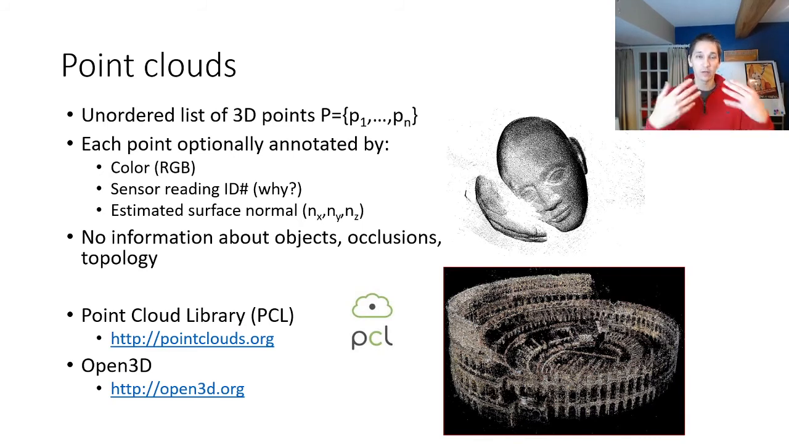Now with this, we get what's known as a point cloud. A point cloud is basically a list of points in 3D space. Each point can have color, some sort of sensor reading ID, and surface normal. As we've said before, these don't have information about which objects are in the scene, the occlusions, or the topology, but in any case, these are very rich representations which are very useful for doing manipulation planning especially.